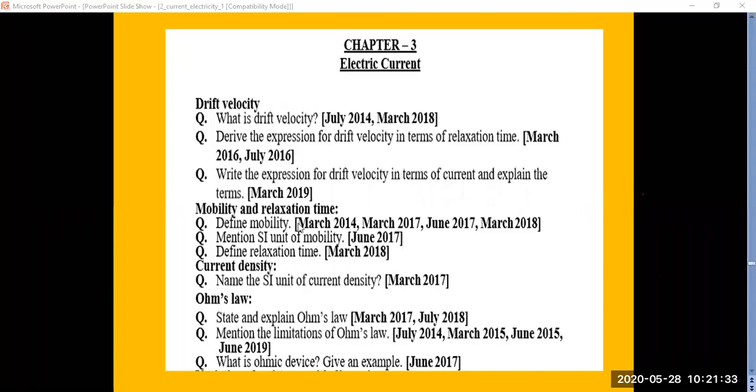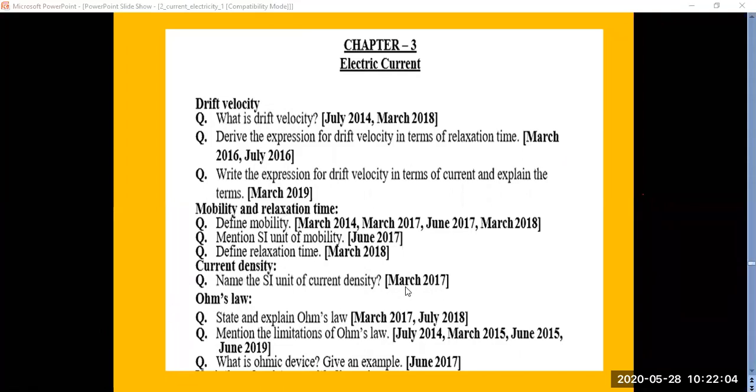These are for 2-mark questions. Check this question, define mobility. Define mobility, how many years it's repeated, you just check. March 2014, June 2017, again March 2018. You know what is mobility, the definition for mobility, and the SI unit, which we saw yesterday. So what is the SI unit for mobility? Same way, you should also define what is relaxation time. All these are there in your notes, so just make a note.